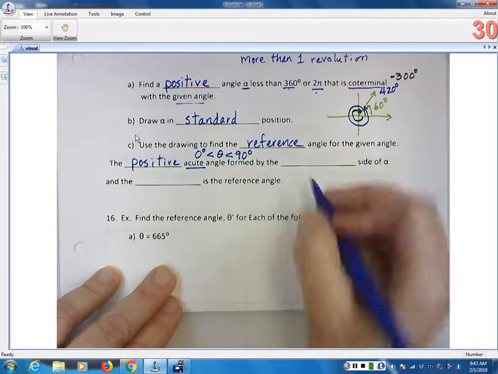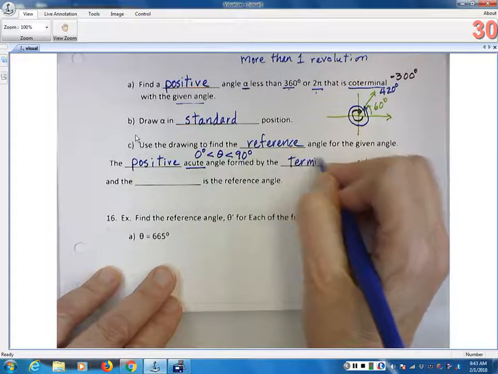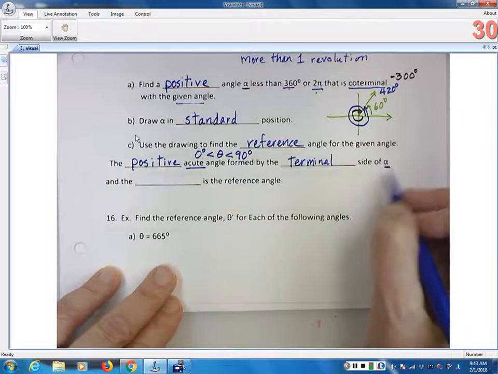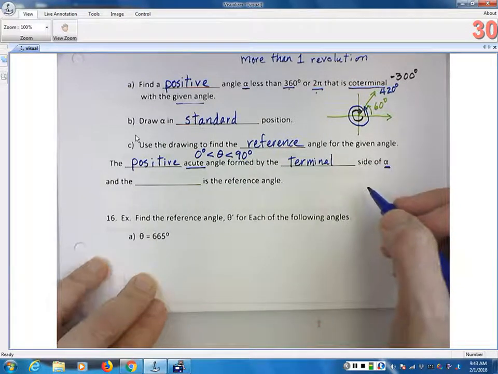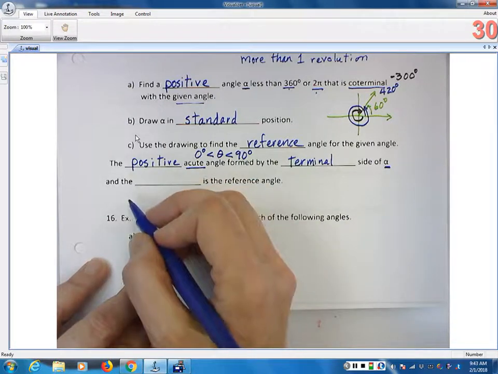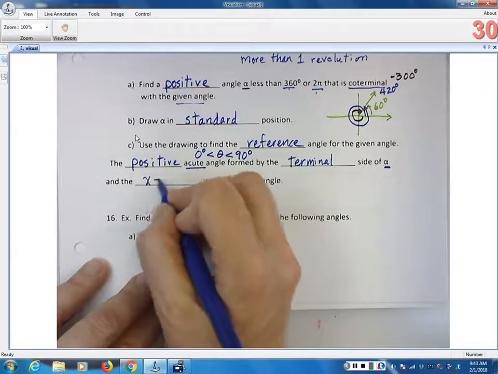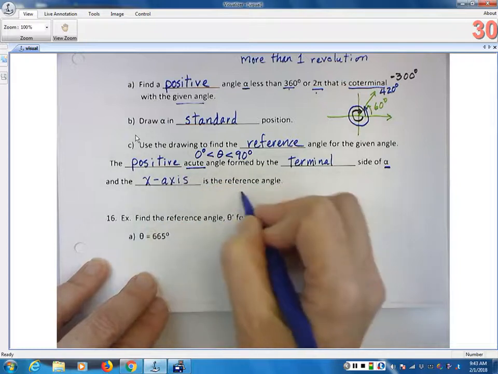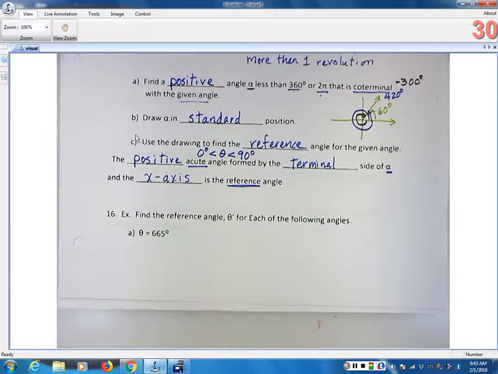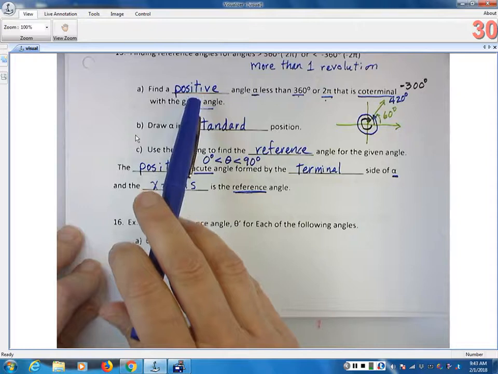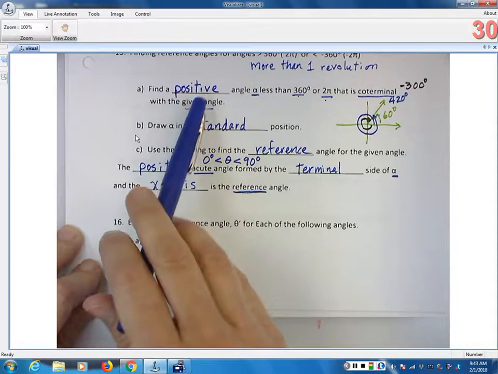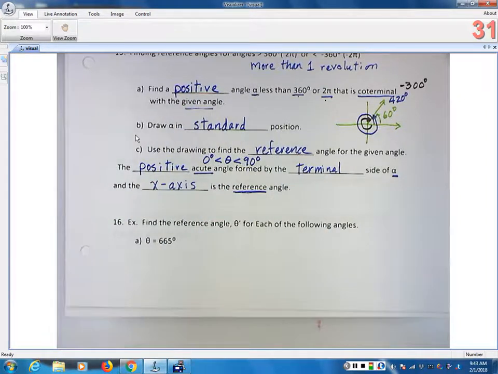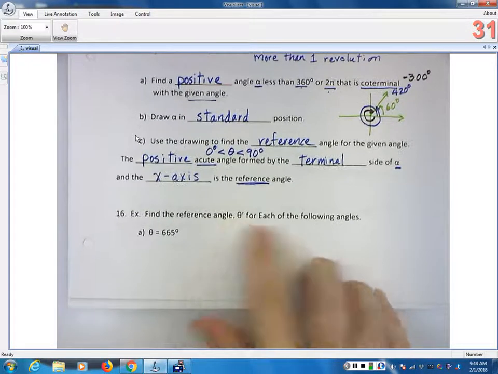The angle formed by the terminal side of alpha, now that we made it less than 360, and the x-axis is the reference angle. So we're going to do some examples. This is adding one more step. You just find a positive angle, draw your picture, and you can find the reference angle. Okay? So find the reference angle theta prime for each of the following angles.